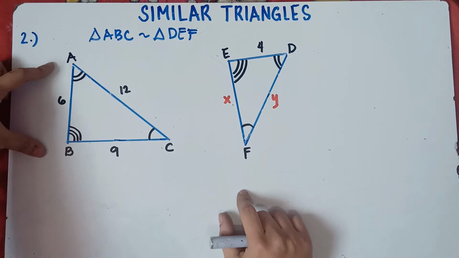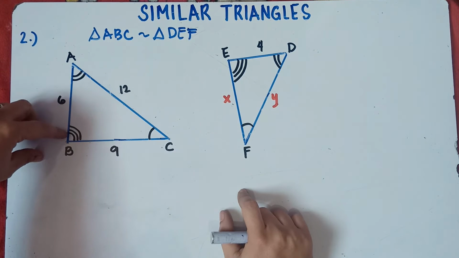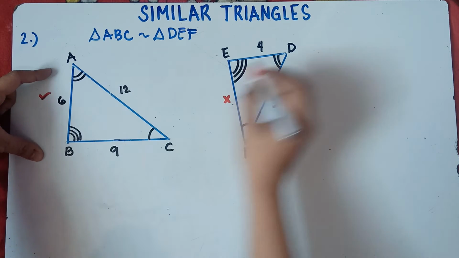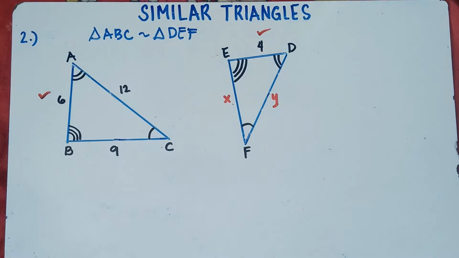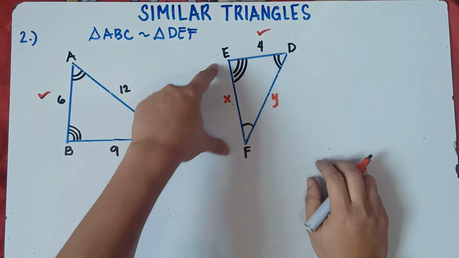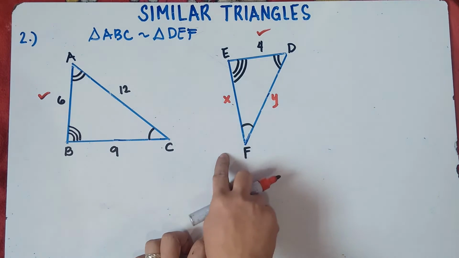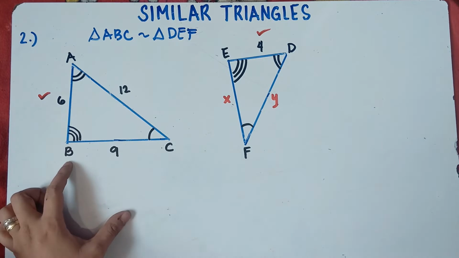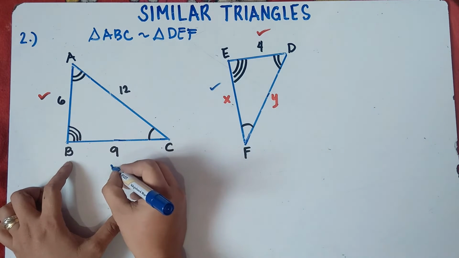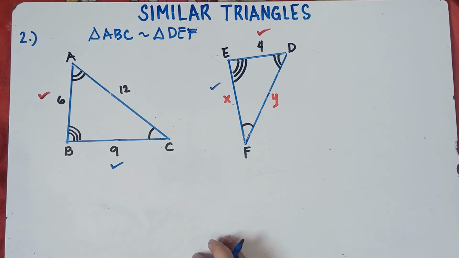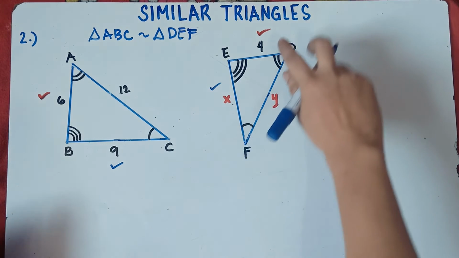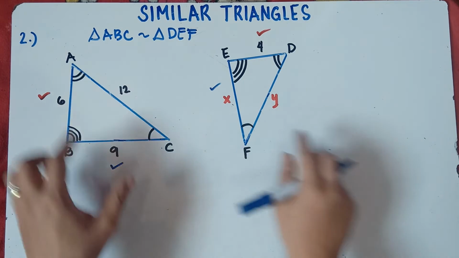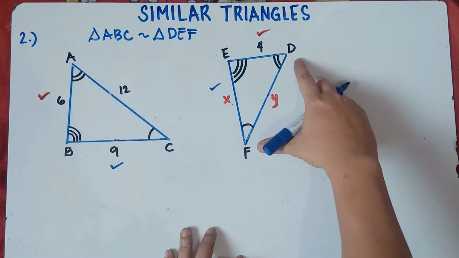So the side AB, we have 2 then 3 markings, so this will be D and E. So this side AB corresponds to side DE. And for X, this is EF, 3 then 1, so it corresponds to side BC, 3 and 1. Therefore, we can find the value of X, okay? Because the ratio of this side is equal to the ratio of this side. And AC corresponds to side DF.